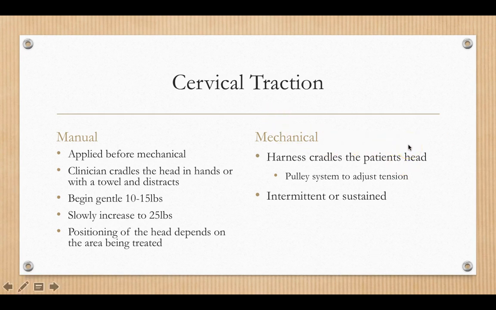So this can be done with a machine. We actually have one that uses an air pump to set up our traction. So there's lots of different types of mechanical traction that you could experience. They almost always have some sort of harness, so either a mandibular occipital harness, so it goes around the back of the head and around the chin, or sometimes you have ones that just go around the occipital and then usually a strap across the forehead. So it just kind of depends on your machine.